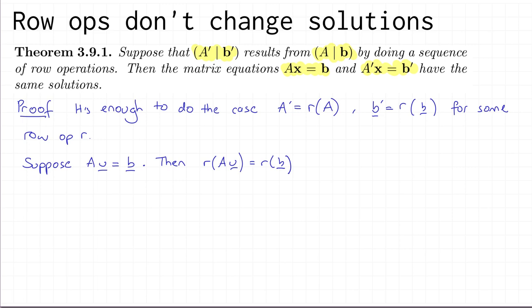Now we know that doing a row operation is equivalent to left multiplication by the corresponding elementary matrix. And the corresponding elementary matrix is what you get by doing R to the appropriately sized identity matrix. So what we've got here is R of I, the elementary matrix corresponding to R, times A times U is equal to, well, R of B is B prime. But we can bracket this like this, because now we can notice that R of I times A is the same as R of A, which was our new coefficient matrix A prime. So what we've got is that R of I times A, that's A prime, times U is equal to B prime. We have shown that if U is a solution of the old matrix equation, then it's a solution of the new matrix equation.